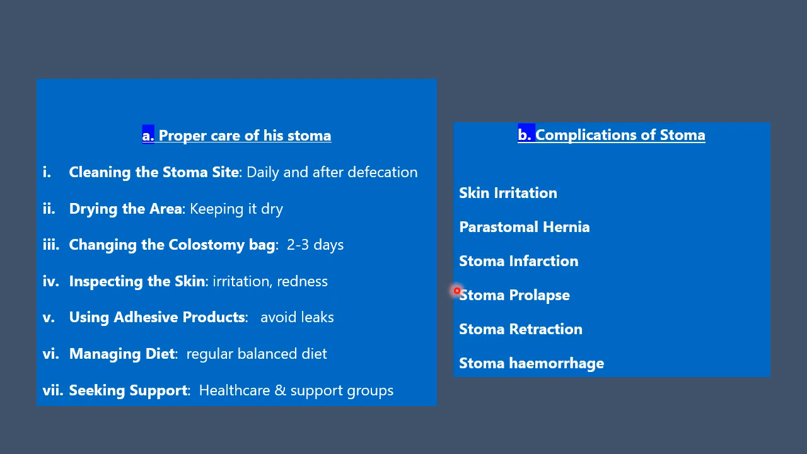The second question: what are the complications of the stoma? Okay, skin irritation, parastomal hernia, stoma infarction, where the stoma becomes gangrenous, stoma prolapse, stoma retraction, and stoma hemorrhage. These are some of the common complications of stoma.